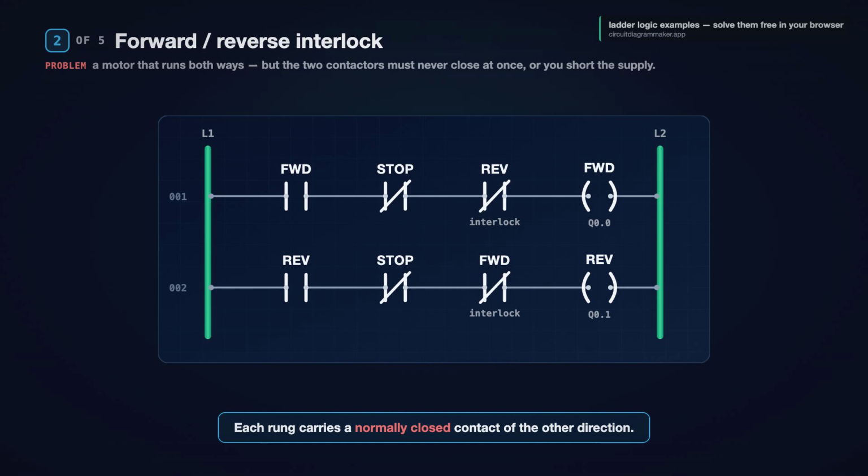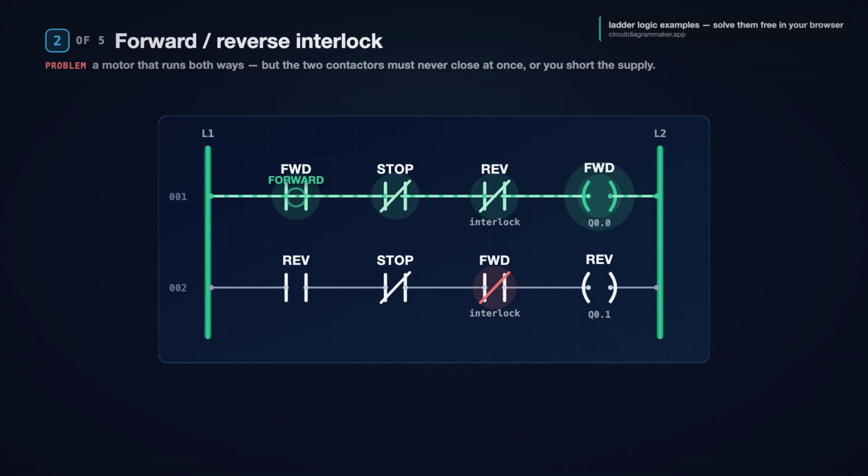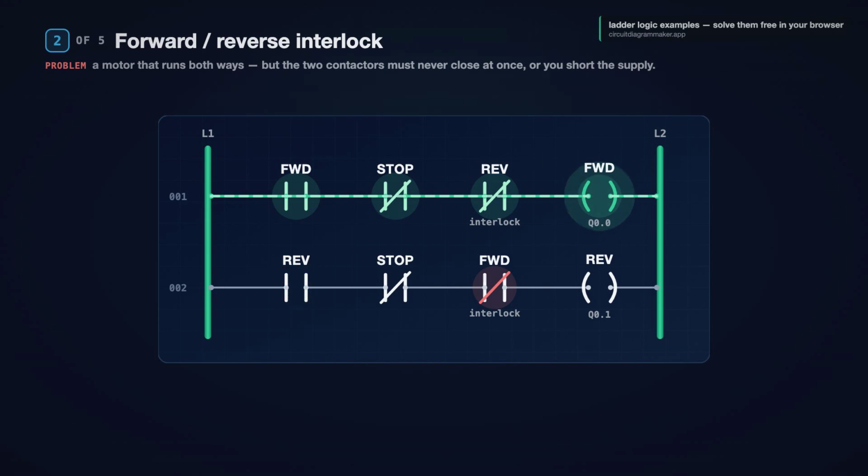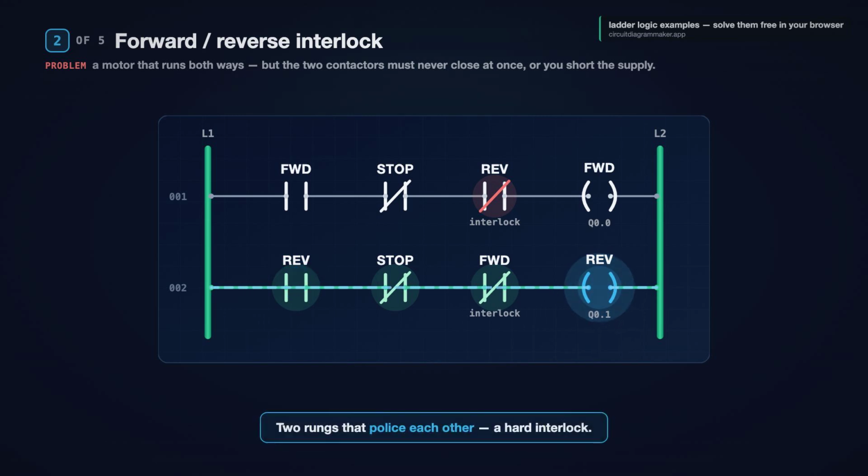Now the interlock. On the forward rung, we add a normally closed reverse contact. On the reverse rung, a normally closed forward contact. Each direction blocks the other. Watch. Press forward. The forward coil energizes, and its contact opens the reverse rung. Now press reverse. Nothing. The forward coil is holding the reverse direction locked out. Drop forward, then press reverse, and the motor swings the other way, locking out forward. Read the forward rung. If forward is pressed and not stopped, and not already running in reverse, then run forward.